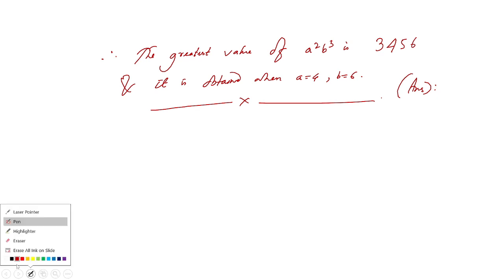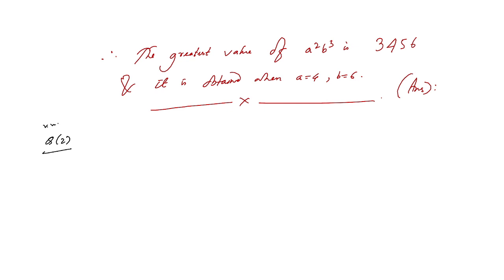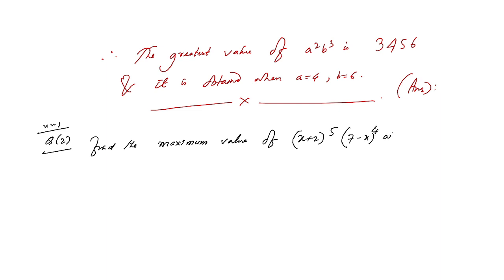Now we'll come to the next important problem. Question number 2. This is also very important. Find the maximum value of (x plus 2) whole cube, whole to the power 5, times (7 minus x) whole to the power 4, when minus 2 is less than x less than 7. So how will you find the maximum value?